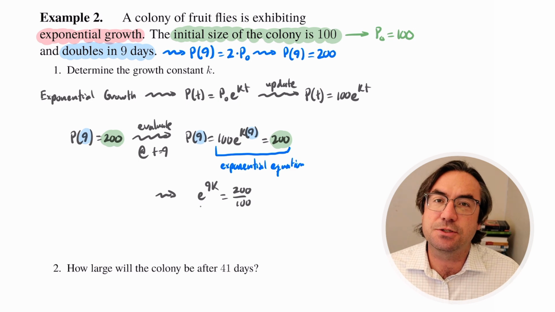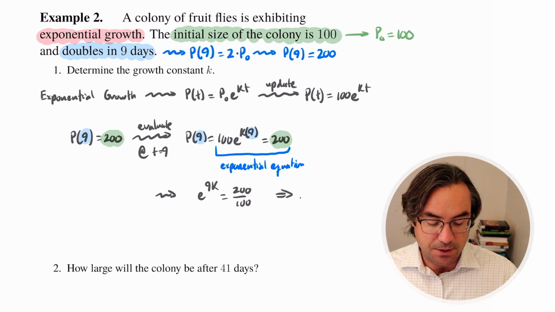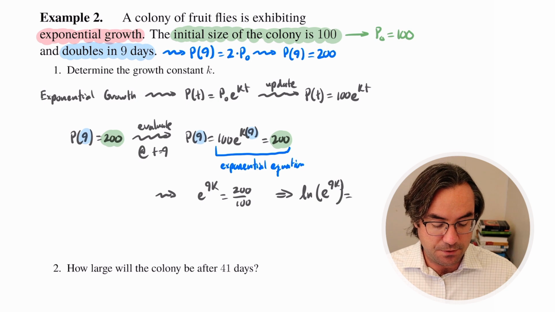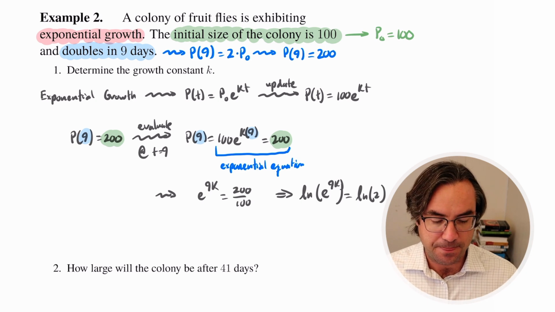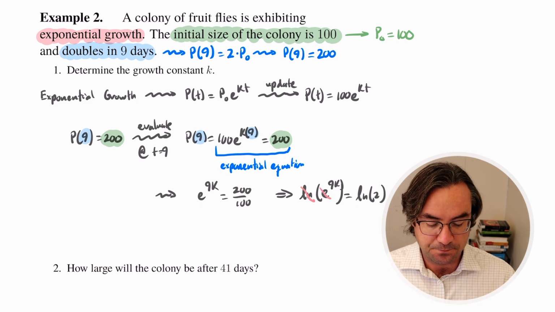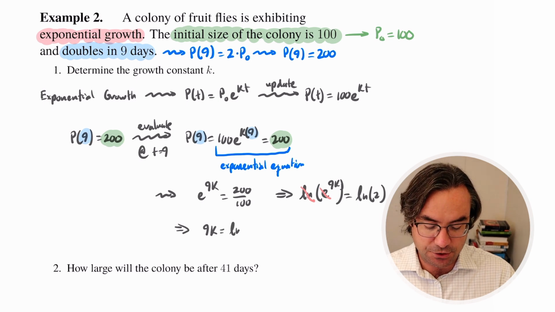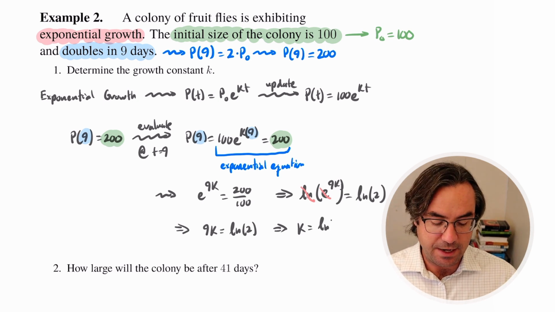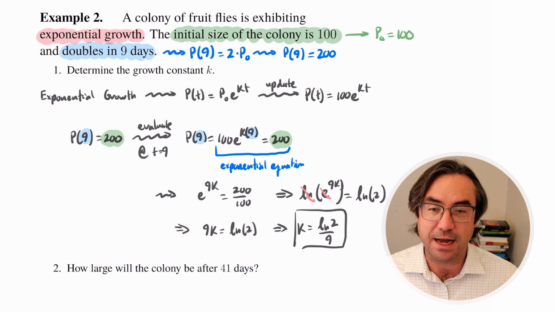Once we get the exponential term all by itself, we want to get rid of the e, so we're going to apply natural log to both sides. We get natural log of e raised to the 9k is equal to the natural log of 2, where I simplified that 200 divided by 100. The natural log nicely cancels out our exponential. So when we keep solving, we end up with 9k is equal to the natural log of 2. And then finally, k is equal to the natural log of 2 divided by 9. And so that's our exponential growth constant.